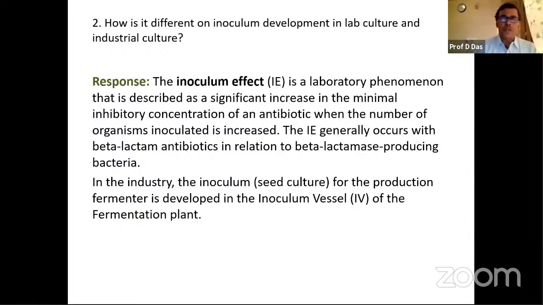So that is how, in the inoculum vessel your culture is developed, and then we transfer it to the production fermenter between the mid log phase and late log phase. Now the question that arises is how you quantify the microorganism.